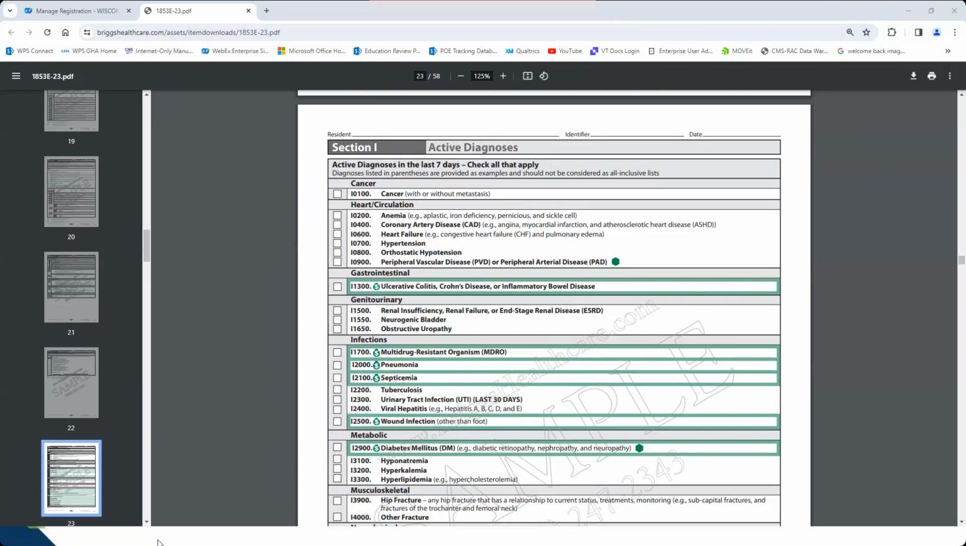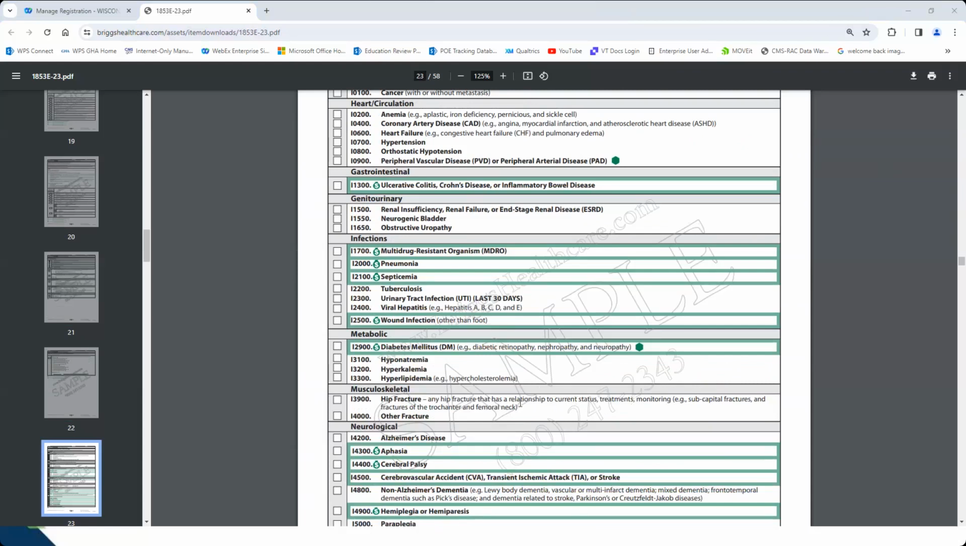So for section I0100, which is the section that is currently on the screen, you're going to look and see if any of those noted diagnoses is in the 7-day look-back period. Ulcerative colitis, septicemia, wound infections, etc. All these things that are highlighted with the green and the money bags. So again, diagnoses identified within the last 60 days, treated in the SNF, driving patient care and the plan of care, and also active within the last 7 days.